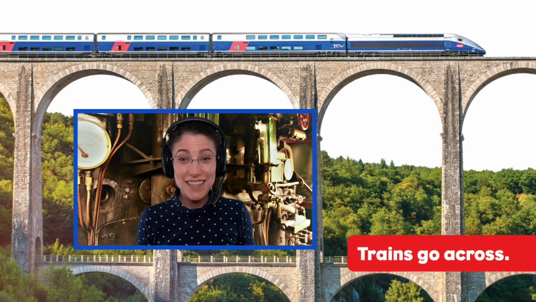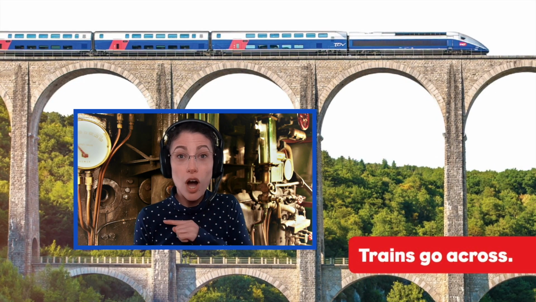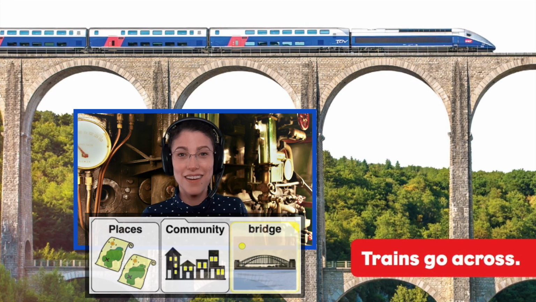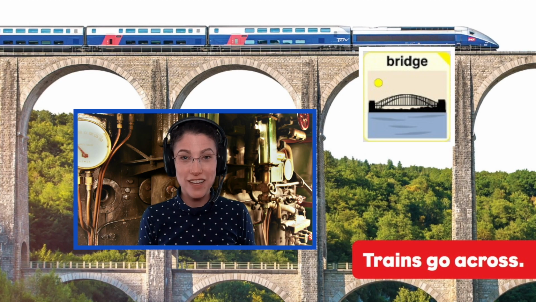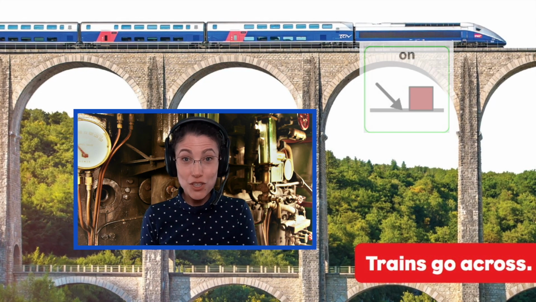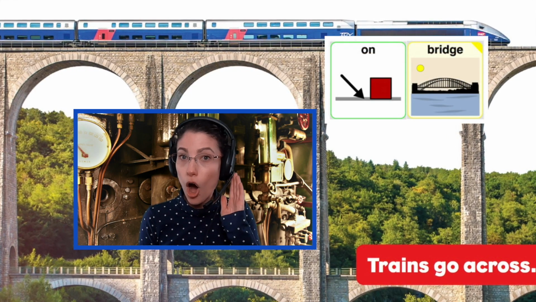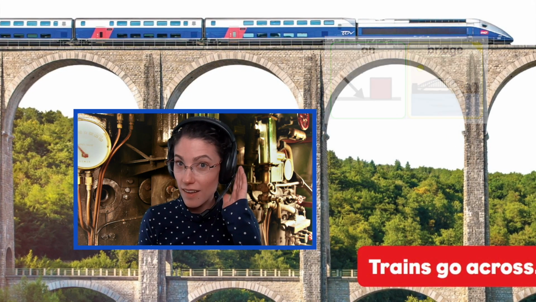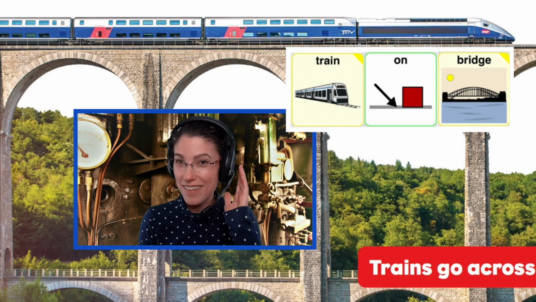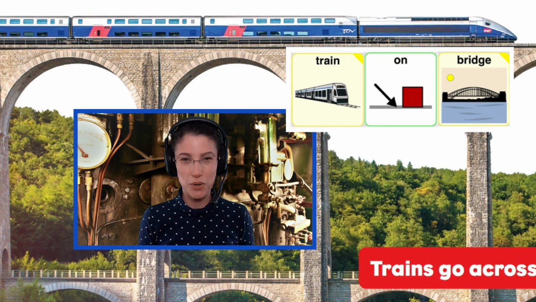See up there? There's the train. Trains go across. The train is up there. On the bridge. The train is on the bridge. You say it. On the bridge. Are you feeling extra adventurous and want to try putting in 3 symbols? Try this. Train on bridge. On the bridge.